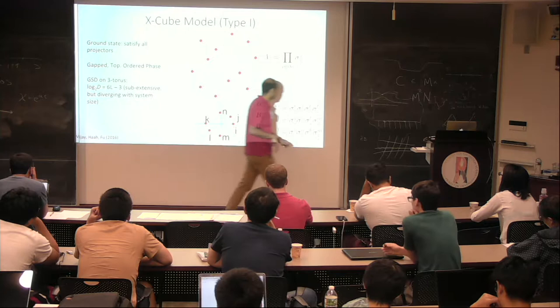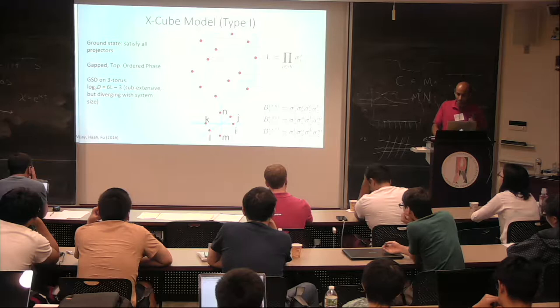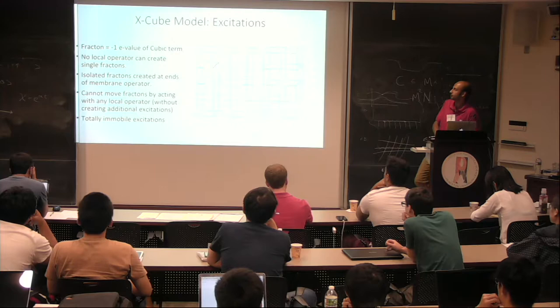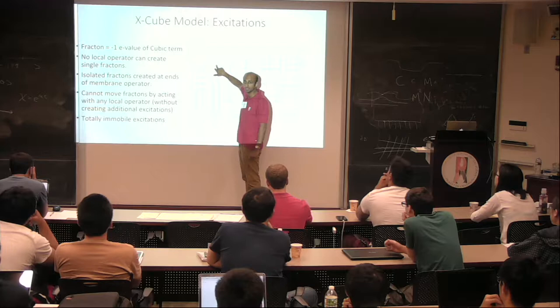I don't care so much about the ground state degeneracy. What I care about is the dynamics of the excitations. So what are the excitations of the X-cube model? Well, you could imagine acting, let's say, with a single Z operator on a single link. That will commute with the B terms, which are made of Z's. It will anticommute with A terms, which are made of X's.